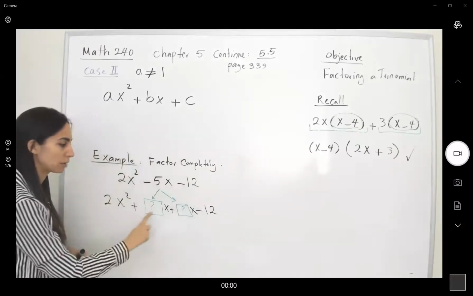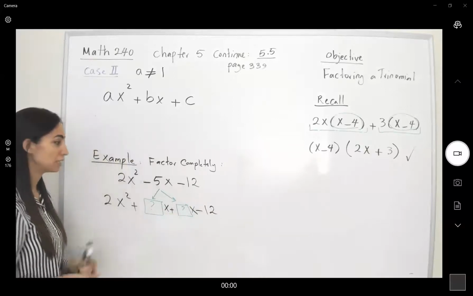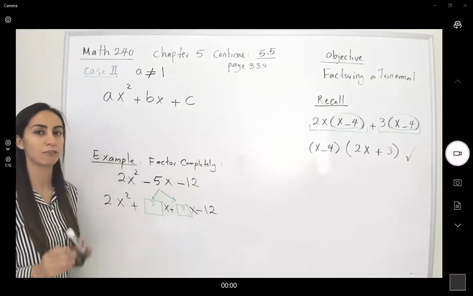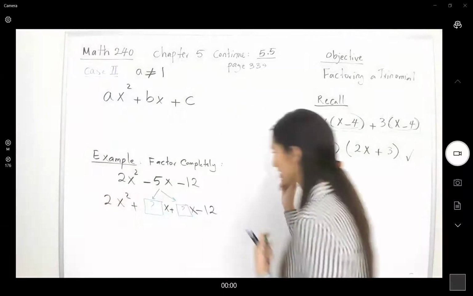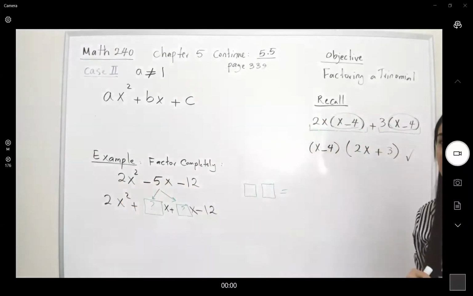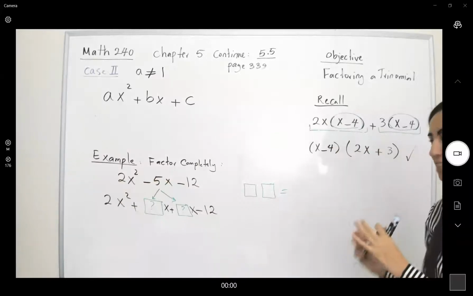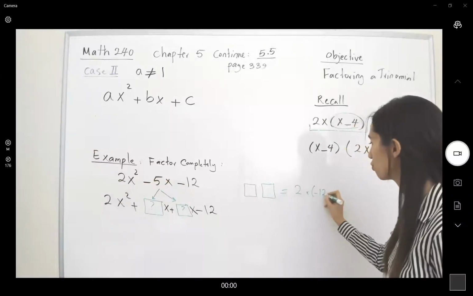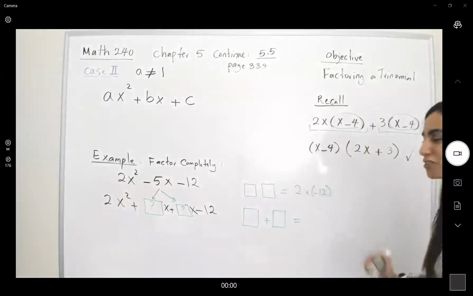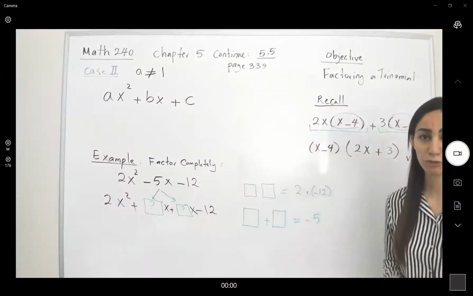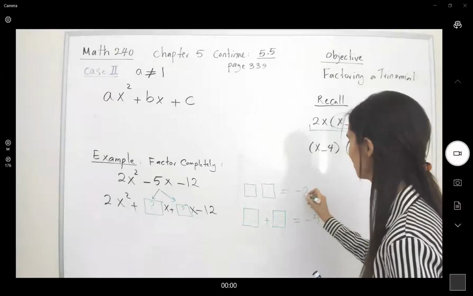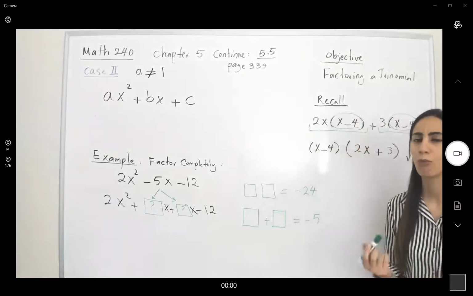Very well. The product of these two numbers is equal to 2 times negative 12, a times c, ac, and their sum is equal to b, which is negative 5. So we're looking for 2 numbers whose product is negative 24 and whose sum is negative 5. What are those 2 numbers?